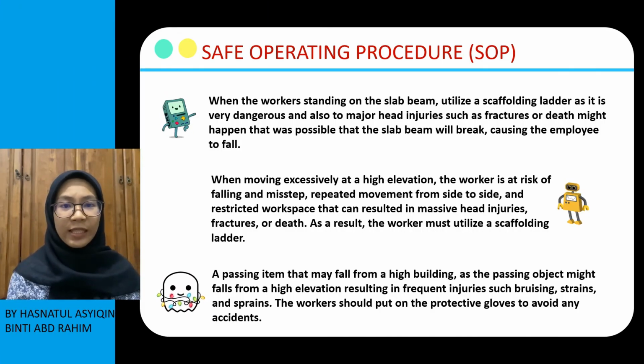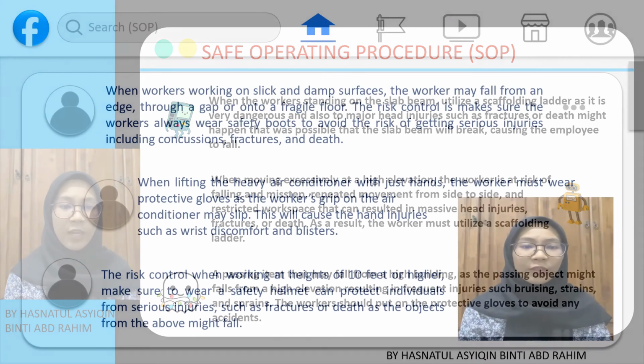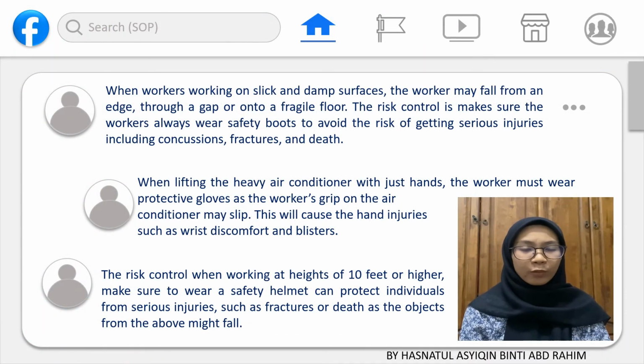Lastly is the safe operating procedure, also known as SOP. The first one is when a worker is standing on a slab of concrete, utilize a scaffolding ladder, which is the same as the number 2 procedure. The third one is the worker should put on protective gloves to avoid any incident, which is the same as the number 5 procedure. The risk control is to make sure the worker always wears safety boots, and lastly the risk control when working at a height of 10 feet: make sure to wear a safety helmet.